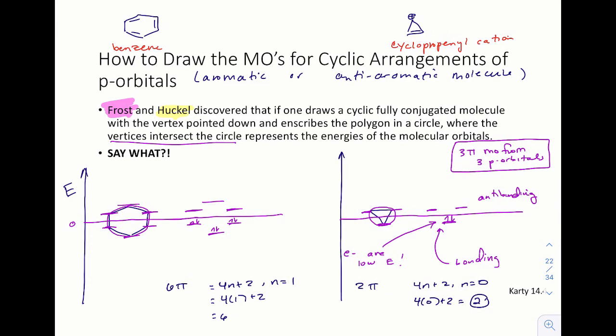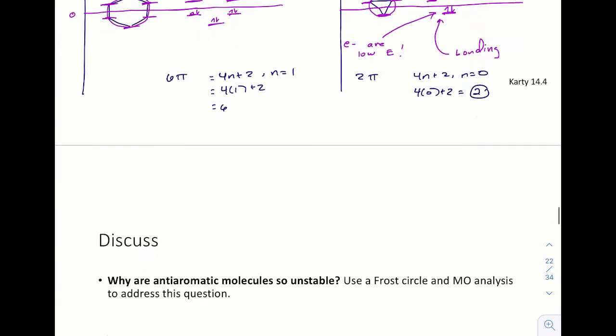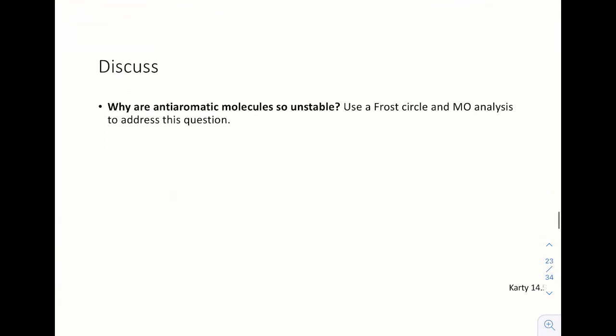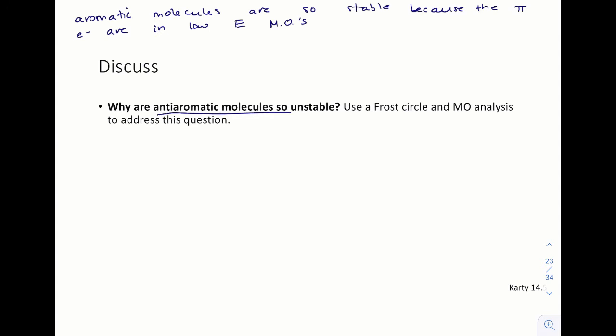Now that we can explain why aromatic molecules are so stable, the electrons are so stable in the pi molecular orbitals for aromatic systems, let's explain why anti-aromatic molecules are so unstable. We can probably infer that this is because the pi electrons are in high energy molecular orbitals.